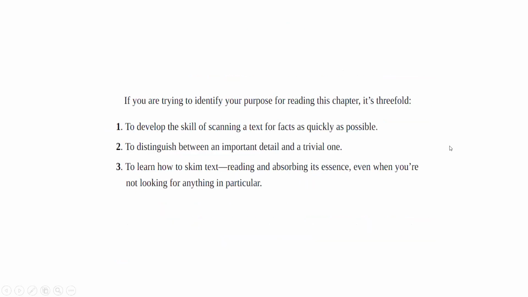Okay? If you're trying to identify your purpose for reading this chapter, it's threefold. One, to develop the skill of scanning a text for facts as quickly as possible. A lot of people start doing that first. They don't start right away, okay, I'm going to read this thing and try to comprehend everything, right? No, they just go, first reading, I'm just going to skim with my finger, and I'm going to pick up things like Lincoln, United States government, Washington, D.C., Capitol building, Civil War, right? And they do that first.